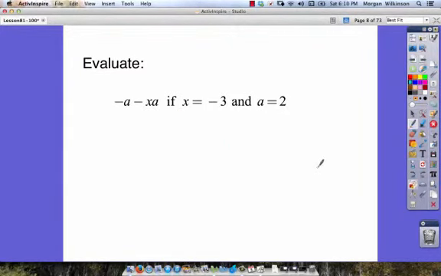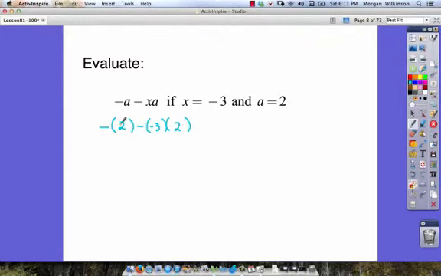Here we have a similar problem. We know what our x value is equal to, and we know what our a value is equal to. So let's put in our parentheses first. Wherever we see an x, we're going to put negative 3, because that's what the problem tells us to do. Wherever we see an a, we're going to put in a 2. And now we're going to simplify.